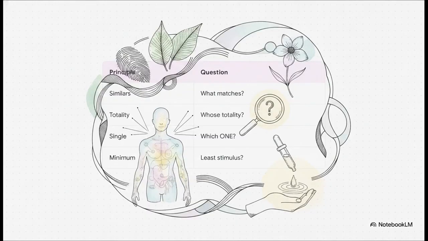Okay, let's take a quick look at this summary matrix, because it brilliantly shows how all four of these pillars interlock to form one complete prescription blueprint. Similarity selects the remedy by asking what pattern matches. Totality individualizes it by asking whose totality is it. The single remedy principle tests and clarifies the choice by asking which one medicine covers best. And lastly, the minimum dose respects the patient's physiology by asking what is the least required stimulus. According to the texts, one principle without the others is just an incomplete prescription. The whole shebang has to work together.